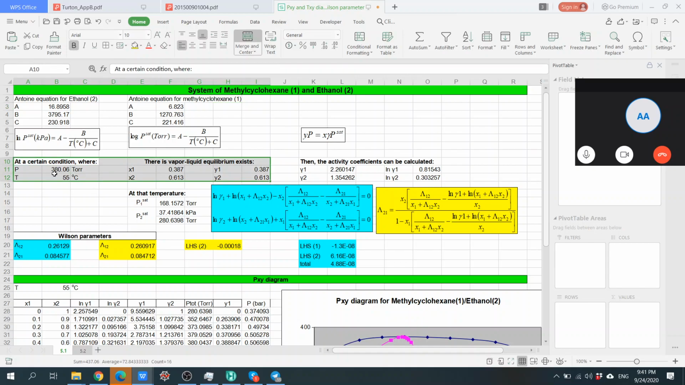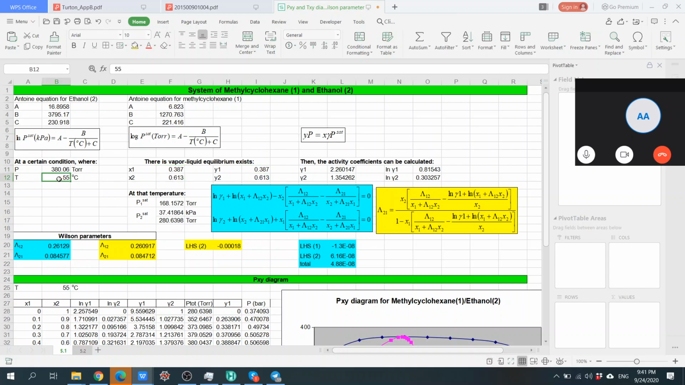At these conditions, 380 torr, 55 degrees C, I have this vapor liquid equilibrium data. So we do the experiment in the lab. We specify the pressure, we control the temperature, and then we measure how much methyl cyclohexane and how much ethanol are in the liquid, and how much methyl cyclohexane is in the gas, as in the mass balance. So these two they can measure. They know how much of both components they put in, so they can calculate this accordingly.